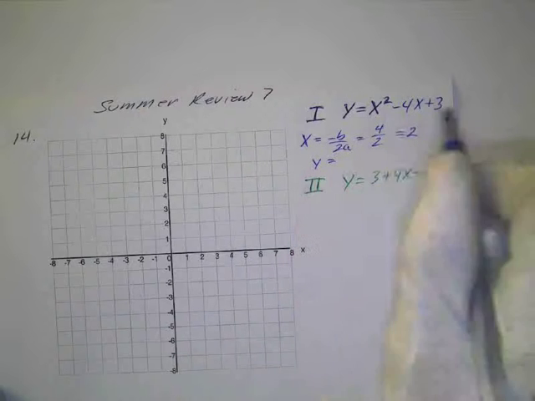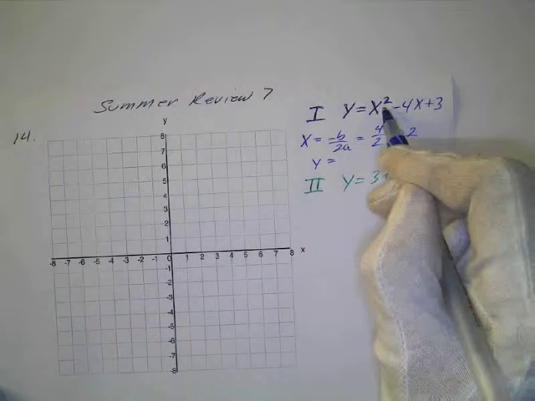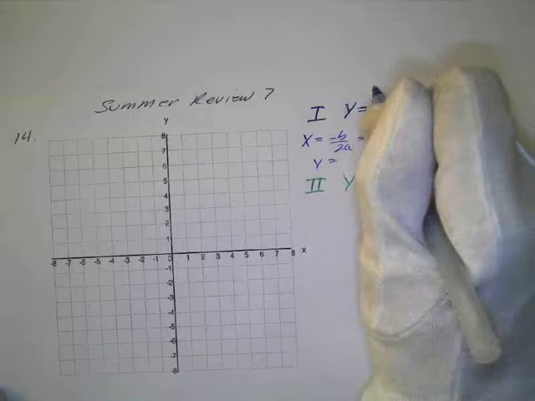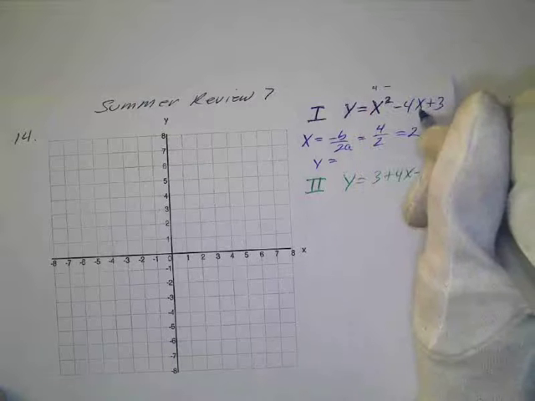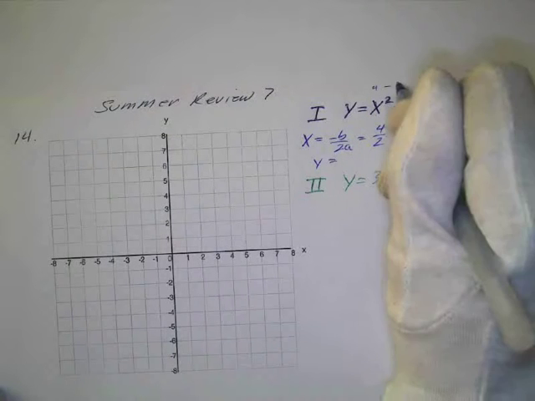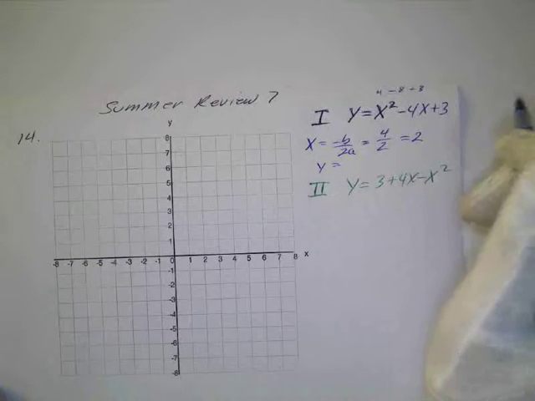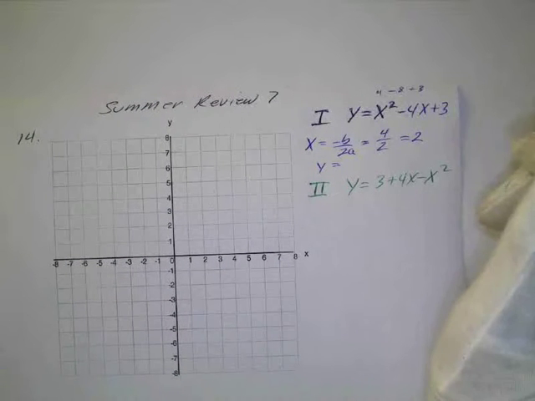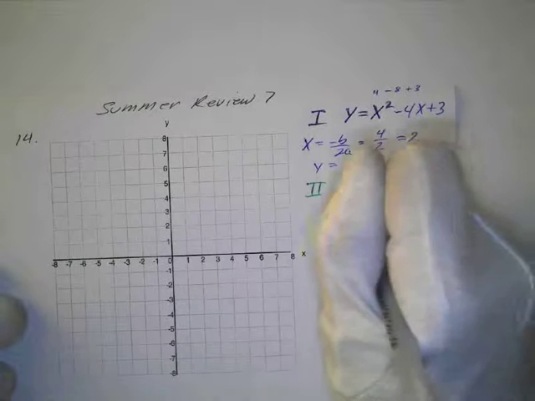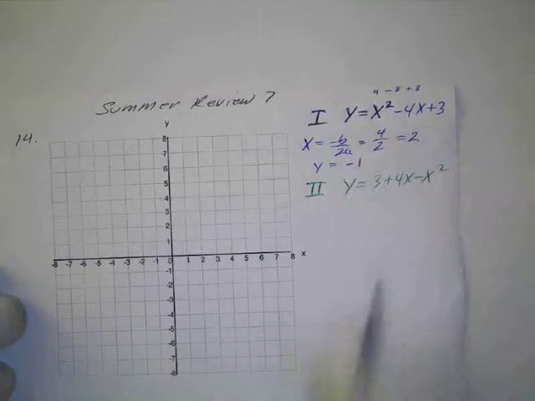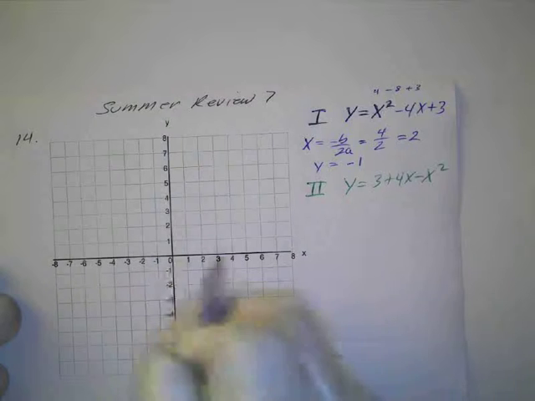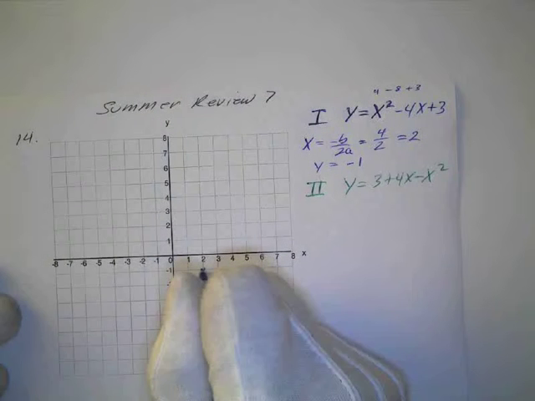And if that's the x coordinate, the y coordinate, y would be equal to, and I'll just put 2 in here. 2 squared is 4. Put it up here, 4. And 4 times 2 is 8, plus 3. So we end up with, looks like negative 1. So that's the vertex 2, negative 1, so I can put that down here for curve 1.